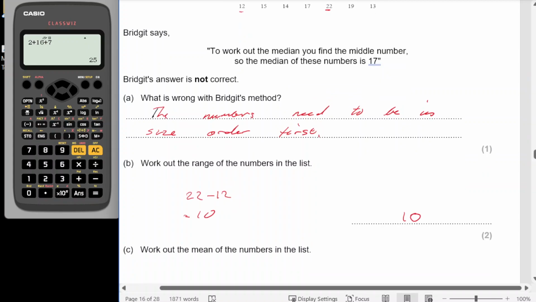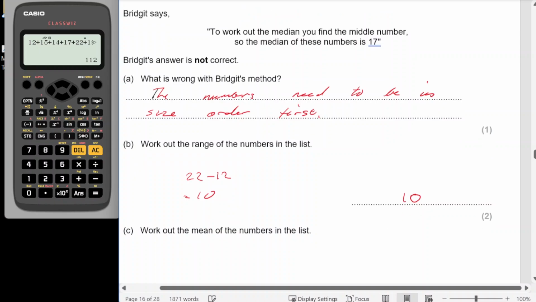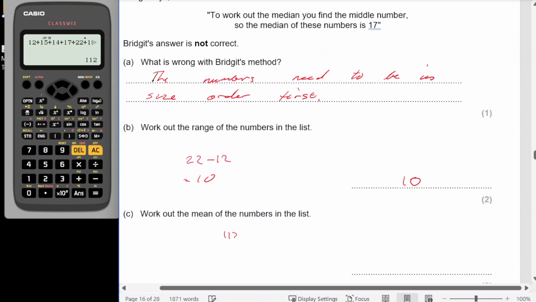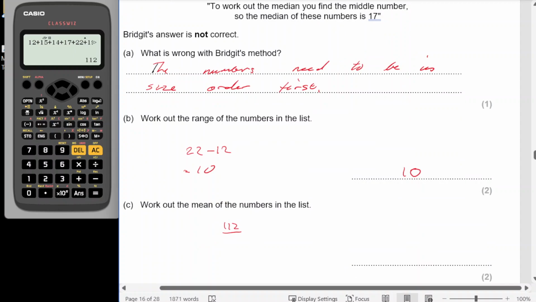Work out the mean from this list. So I'm going to add all these numbers together. I'm going to show it up here, just because I don't want to write out all those numbers lower down, and it's perfectly fine to do it there. And those numbers add up to 112, and then I'm going to show what the mean is down here. So I'm going to do 112 divided by the number of numbers. How many numbers have we got? 1, 2, 3, 4, 5, 6, 7 numbers, so divided by 7.